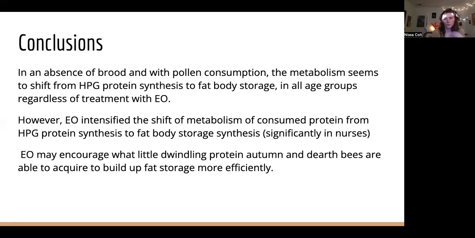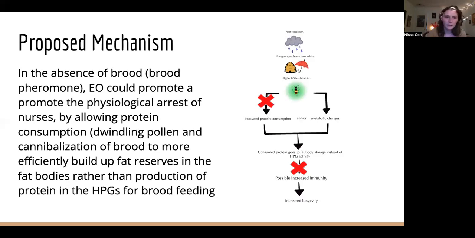So nurses are a little bit more behaviorally plastic. They're able to benefit from the effects more, which I guess makes sense because ethyl oleate is sort of designed to act on nurse bees. So yeah, and then the new proposed mechanism basically is that in the absence of brood, or brood pheromone, ethyl oleate promotes the physiological arrest of nurses by allowing whatever dwindling pollen supplies are available to go from hypopharyngeal gland protein synthesis to fat body synthesis.